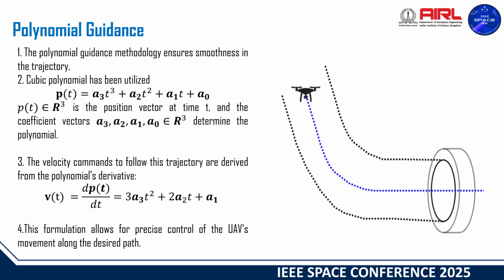The polynomial guidance approach ensures a smooth and continuous trajectory for the UAV. A cubic polynomial is used to define the position as a function of time, where the coefficient vectors determine the path shape. The corresponding velocity commands are obtained by differentiating the polynomial, providing time-varying velocity profiles. This formulation enables precise and smooth control of the UAV's motion along the desired path.